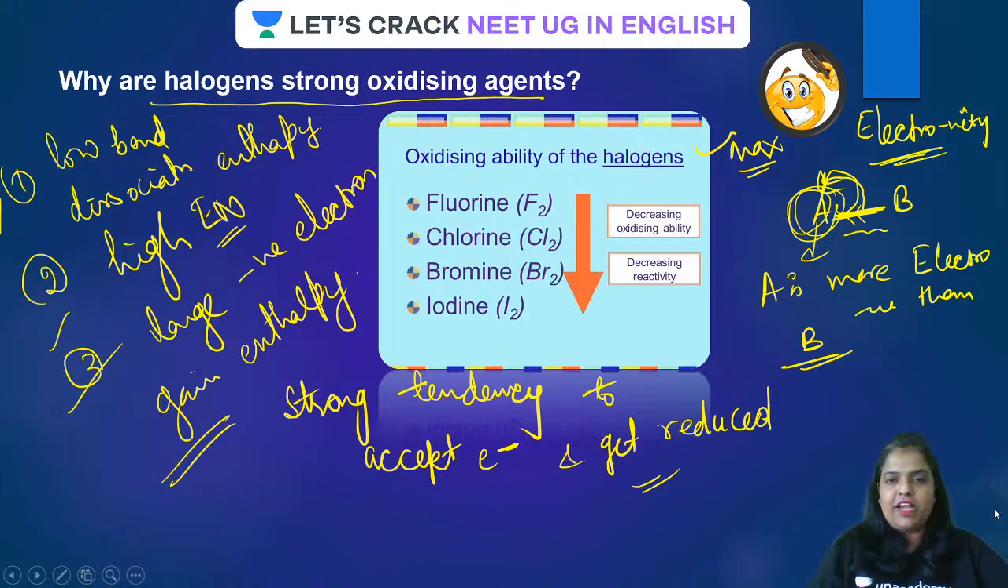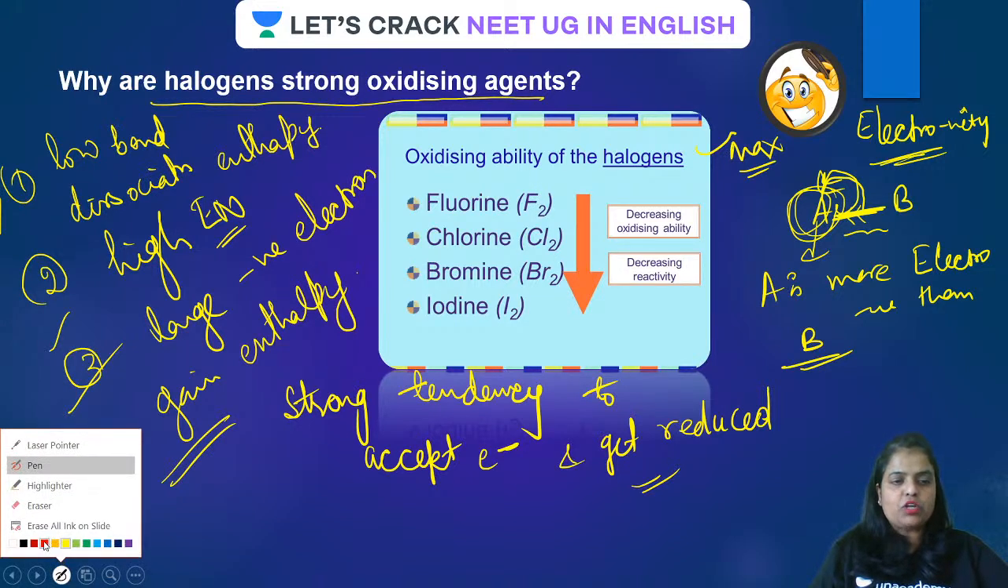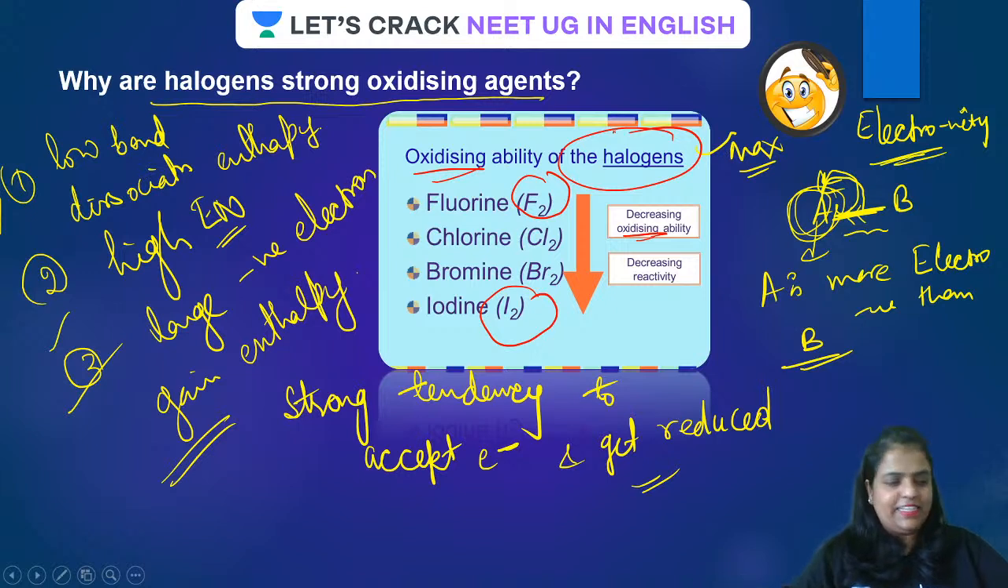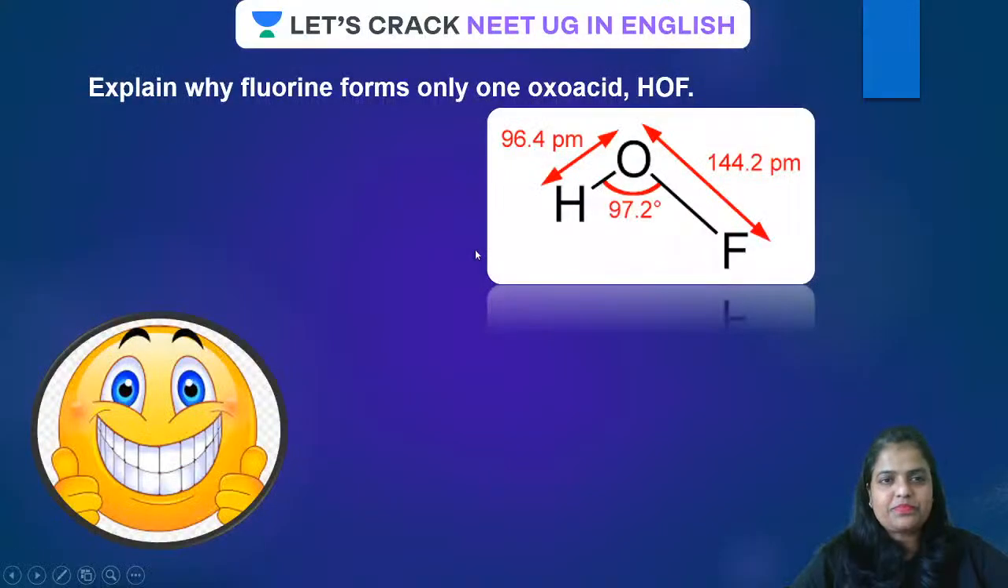Out of the halogens, guys, if you compare them, fluorine is the best oxidizing agent. This oxidizing ability decreases down the group, and iodine is the least oxidizing amongst all halogens. Because these three factors are going to decide the oxidizing property, and these three factors are not the same. And this is again the reactivity order as well. Let us go ahead.